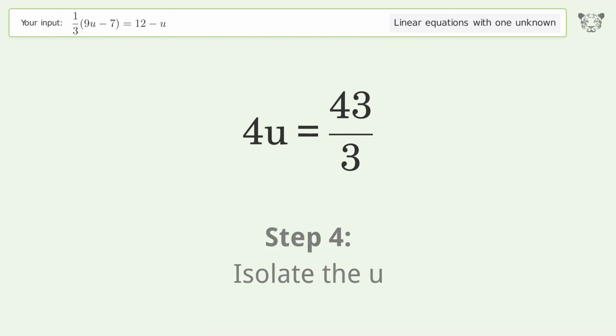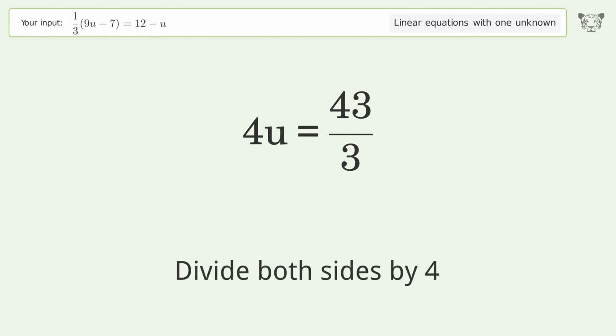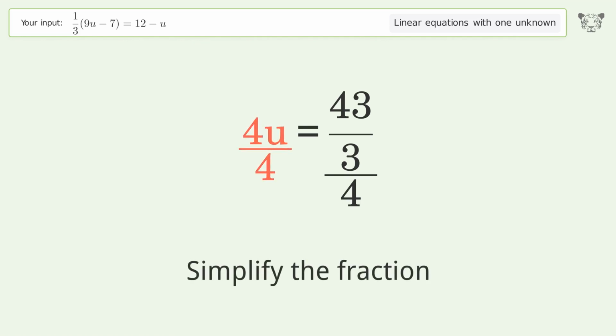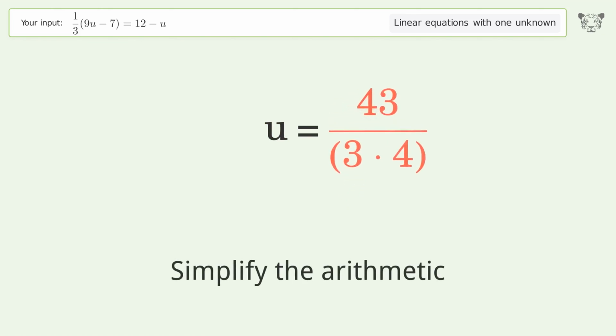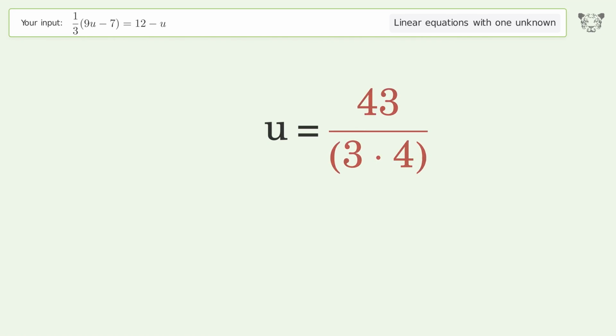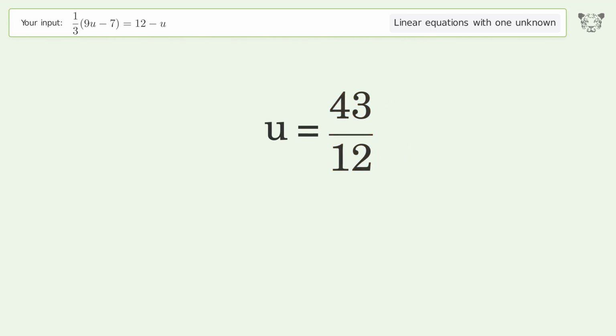Isolate the u. Divide both sides by 4. Simplify the fraction. Simplify the arithmetic. And so the final result is u equals 43/12.